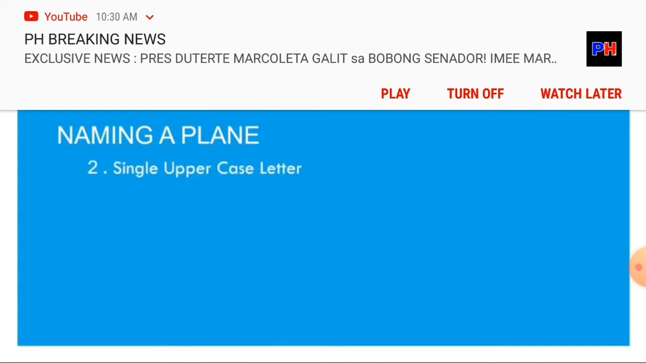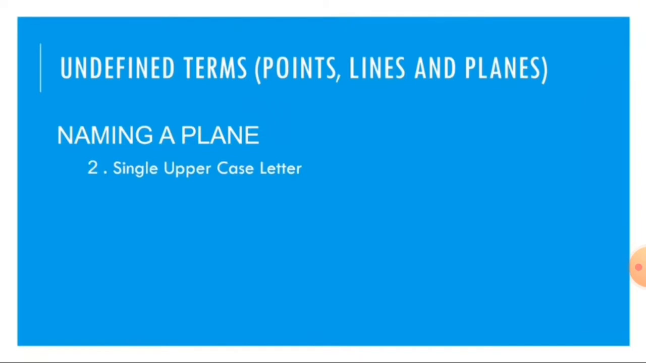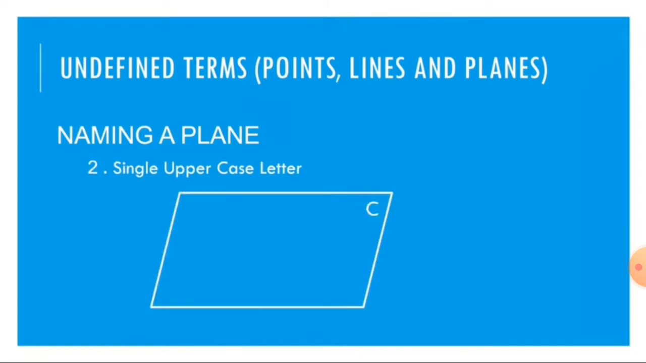Yun naman ay gamit ang single uppercase letter. Like this. So kung C ay nadudoon, yun ang pwedeng ipangalan natin sa plane. That's plane C. So kung palitan ko si C ng letter D, siya ngayon ay plane D. Kung papalitan ko pa yan ng ibang letter, yun yung kanyang magiging pangalan. So, I hope you can now name a point, a line, and a plane.